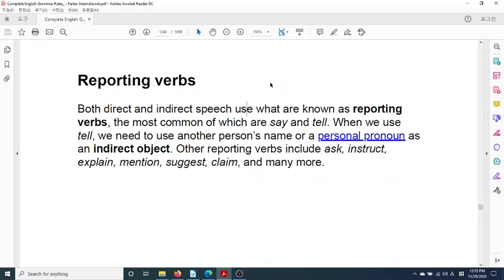Other reporting verbs include ask: ask me a question. Instruct: instruct her how to finish the task. Explain: explain this grammar point to me. Mention: I mentioned it was Sunday. Suggest: I suggest you finish your homework on time. And claim: the newspaper claims to have discovered a cure for cancer.